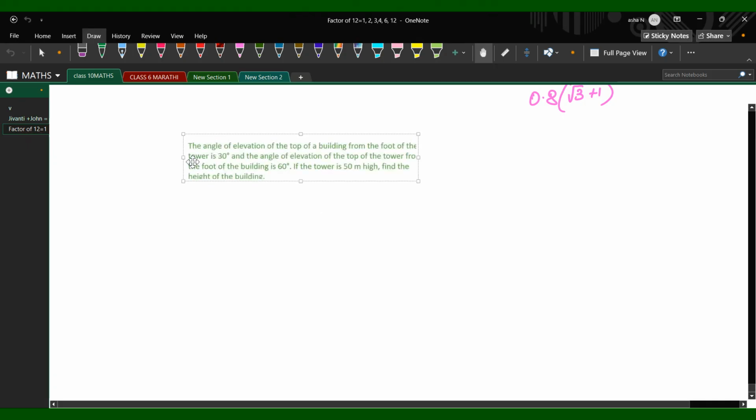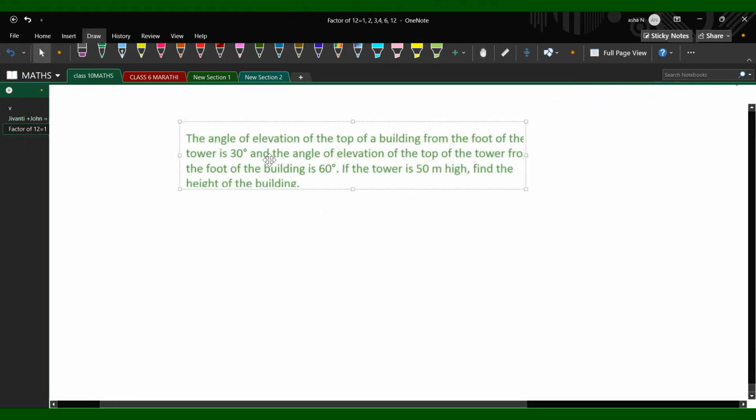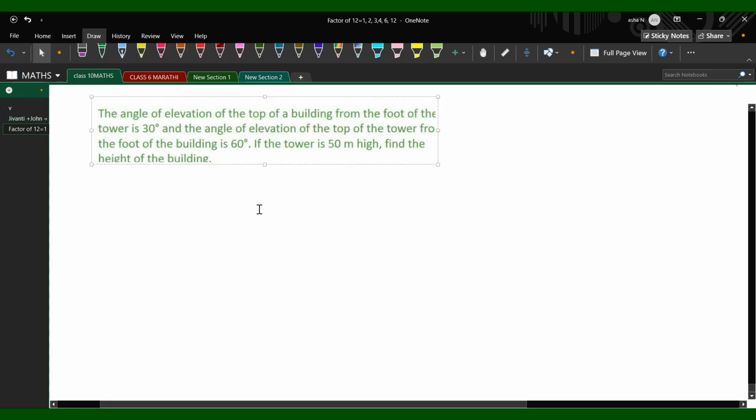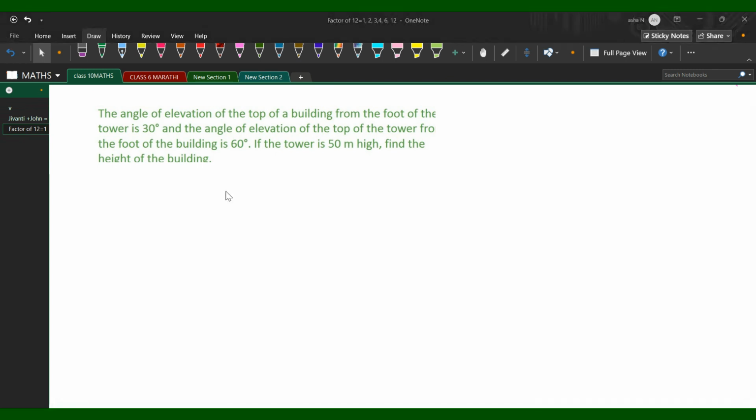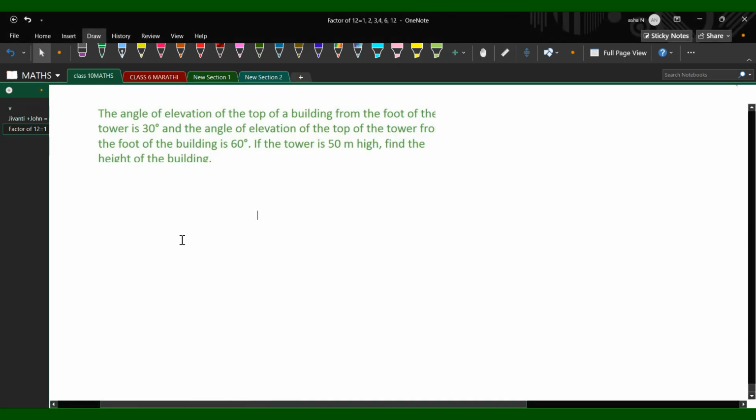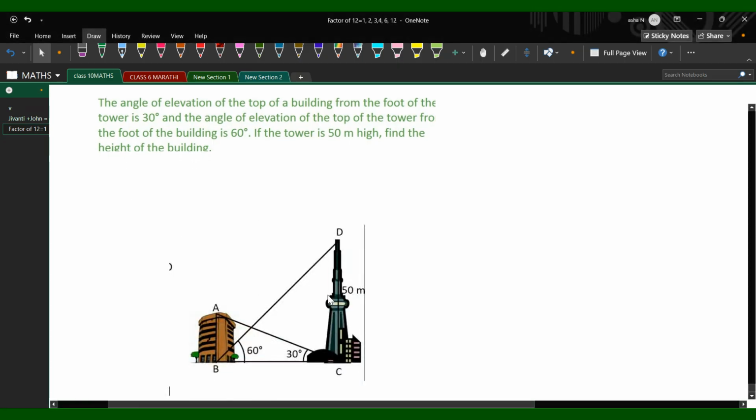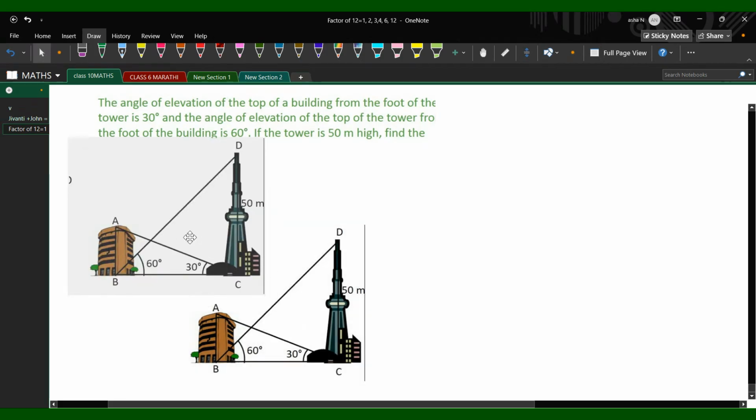The angle of elevation of the top of the building from the foot of the tower is 30 degree, and the angle of elevation of the top of the tower from the foot of the building is 60 degree. Okay, they have given the tower length which is 50-meter high. We have to find out the height of the building. Okay, elevation means it is looking up. So there is a tower which is 50-meter high. So this is a tower.